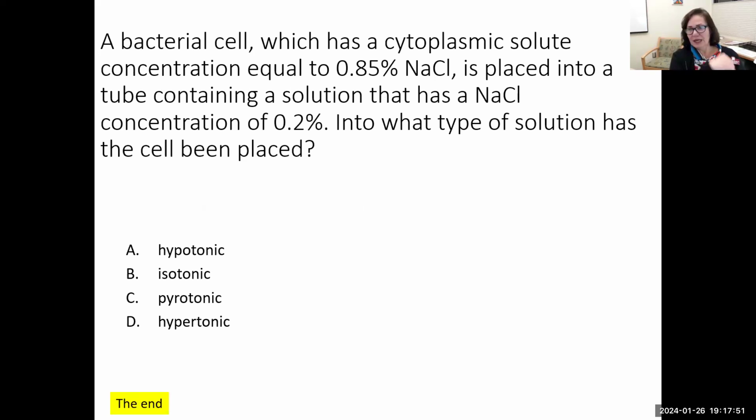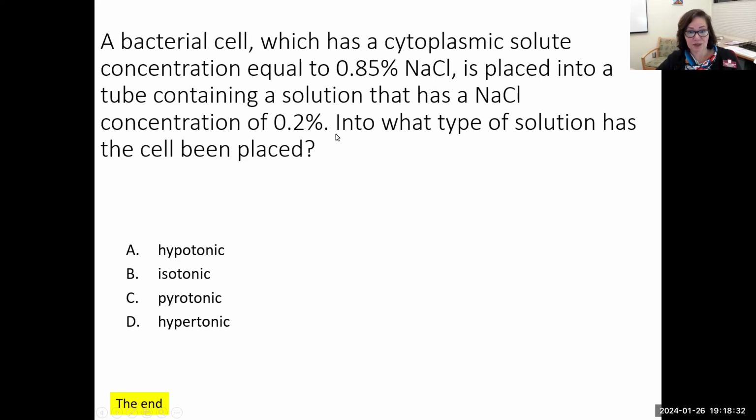And then finally, this is going back to something we saw earlier in the chapter. A bacterial cell has a cytoplasmic solute concentration equal to 0.85% sodium chloride. So almost 1% sodium chloride is placed into a tube containing a solution that has a concentration of 0.2%. If you try to compare this, just round: okay, 1% sodium chloride into less than 0.5% sodium chloride. Is that 0.5% more concentrated or less concentrated than the cell? Do the math, it's less concentrated.